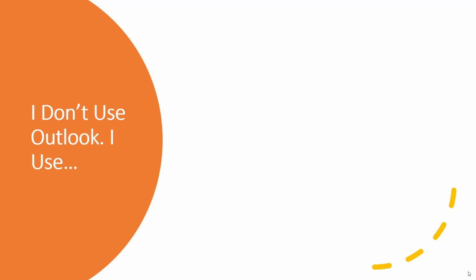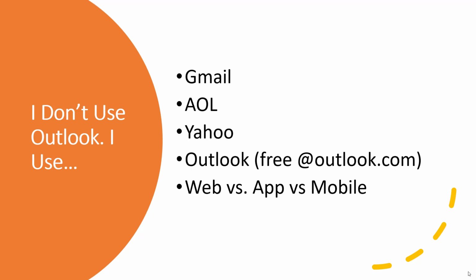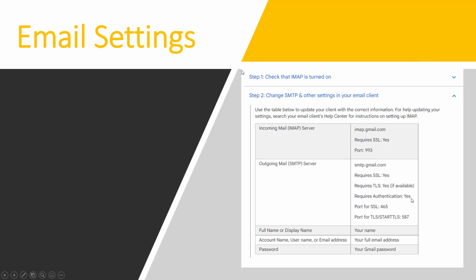Quite often when I'm talking to people, they'll say, you know what, I don't use Microsoft Outlook. And they'll tell me something like Gmail or AOL or Yahoo. Outlook actually has a free online tool where you can get an email address at outlook.com. But today we use email in many different ways. We use it in a web browser. We might use it in an app on our mobile device. So there's more than one way to use email. And because of that, it's really important that you have an understanding of how this all works. And using email becomes easier if you understand some things about it.